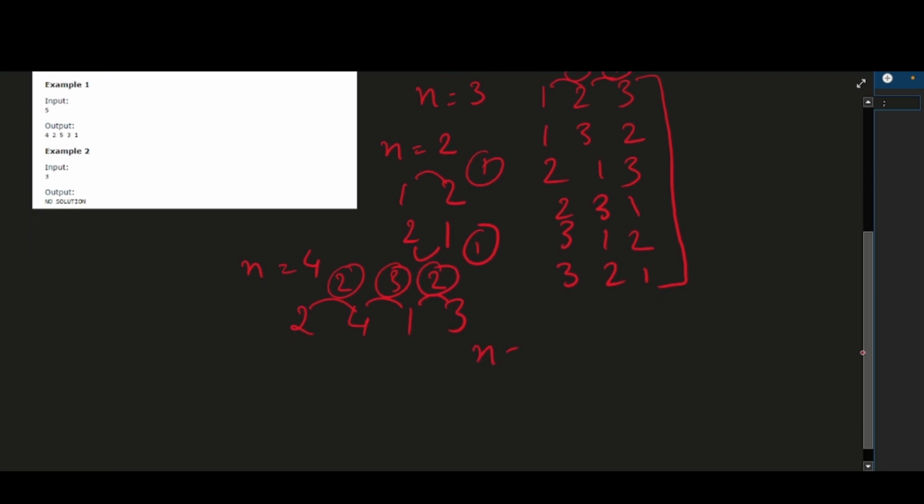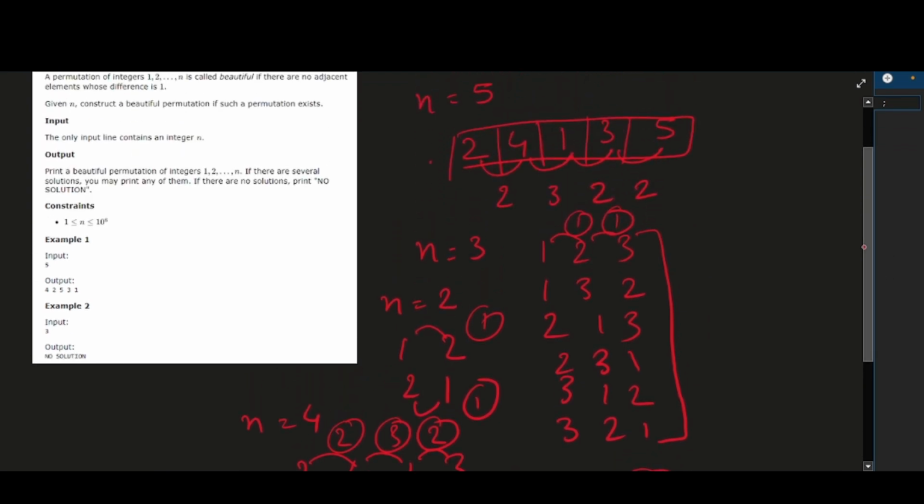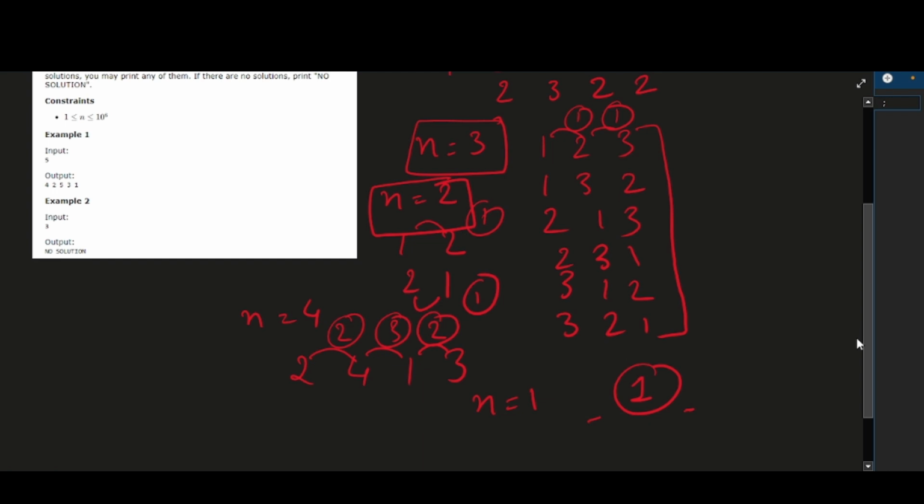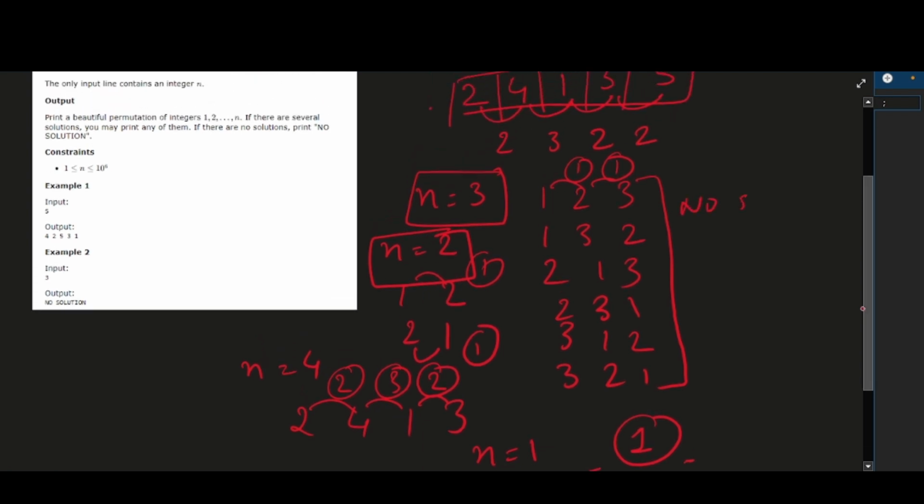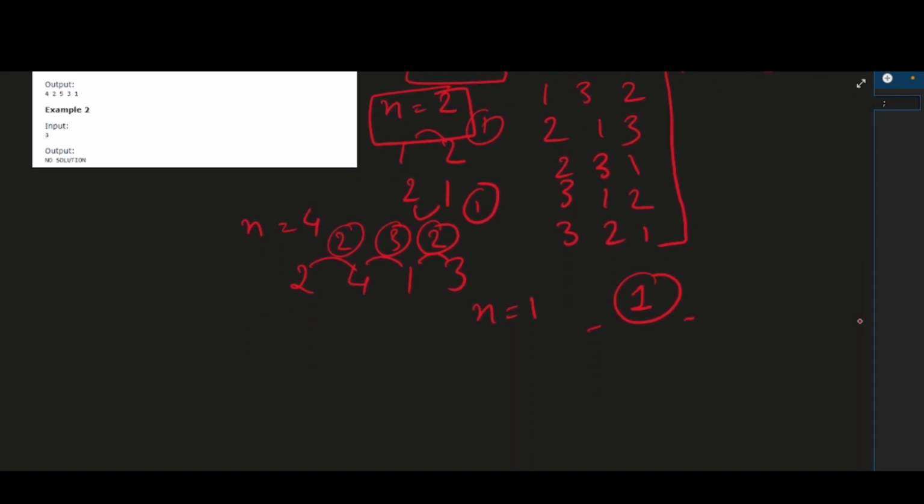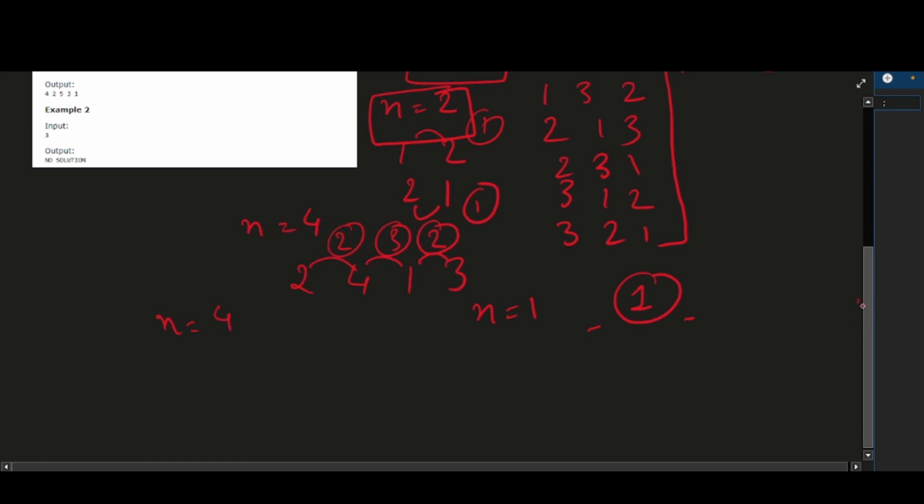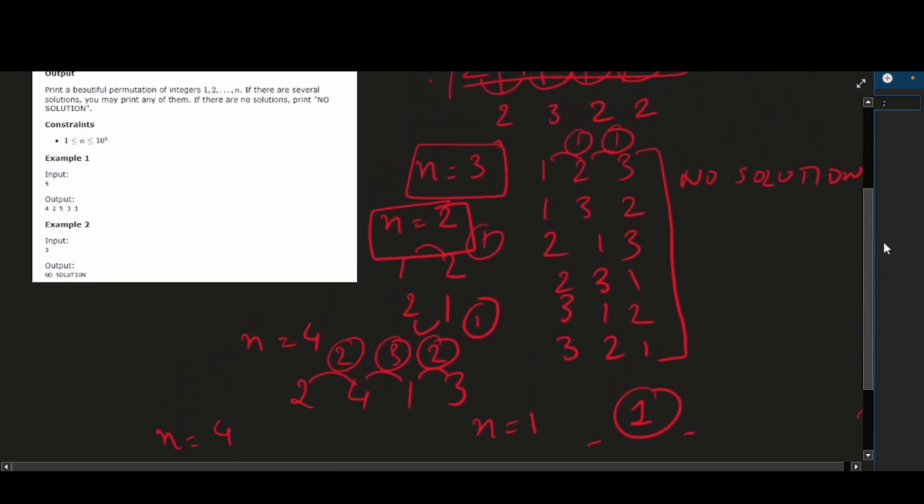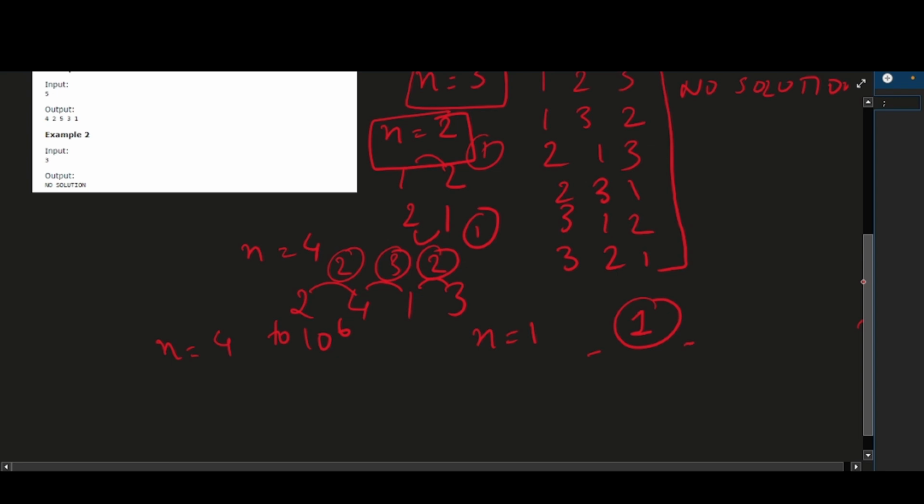But for n is equal to 1, we have only one element, and it does not have any adjacent element, so this is a valid solution. But for n is equal to 3 and n is equal to 2, we don't have a solution. Hence, we will print our answer as no solution. But for the rest of the values, from n is equal to 4 till 10 to the power 6, we do have a solution.